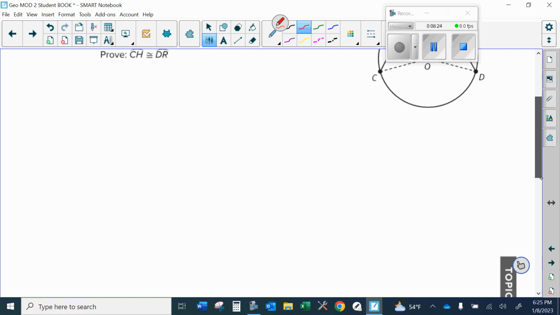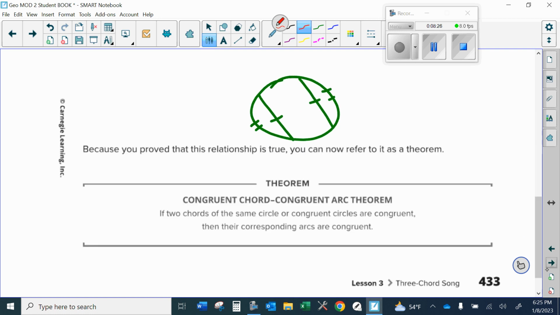Once you've got that down, go to 433, the bottom of 433. Now we have the congruent chord, congruent arc theorem. If you just think about that, if I have a congruent chord, it's saying I'm going to have a congruent arc, just from the name of it. So if two chords of the same circle are congruent, then their arcs are congruent. So here's a chord, and here's a chord. If those are congruent, the red is the given, the if part, and the then part is the conclusion.